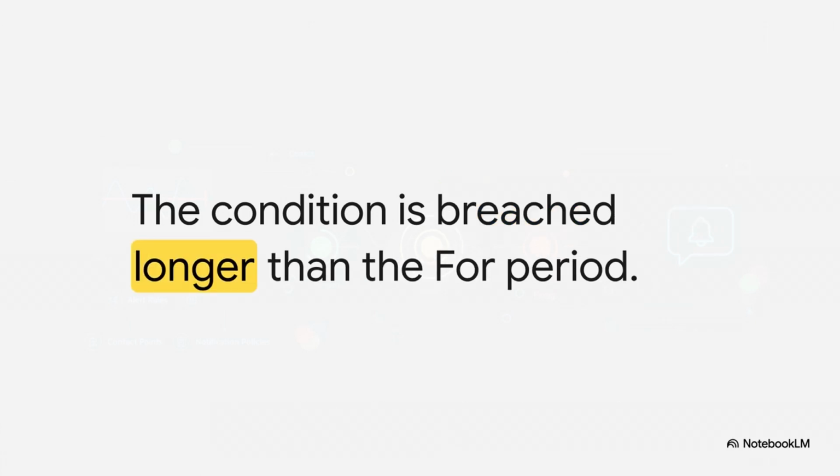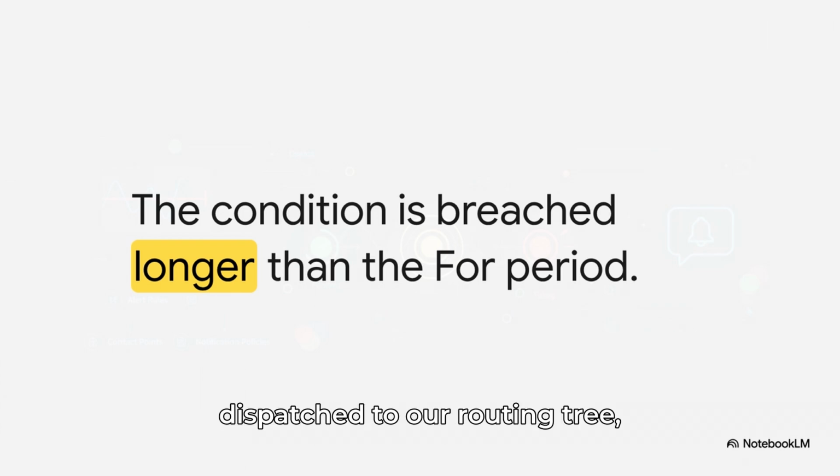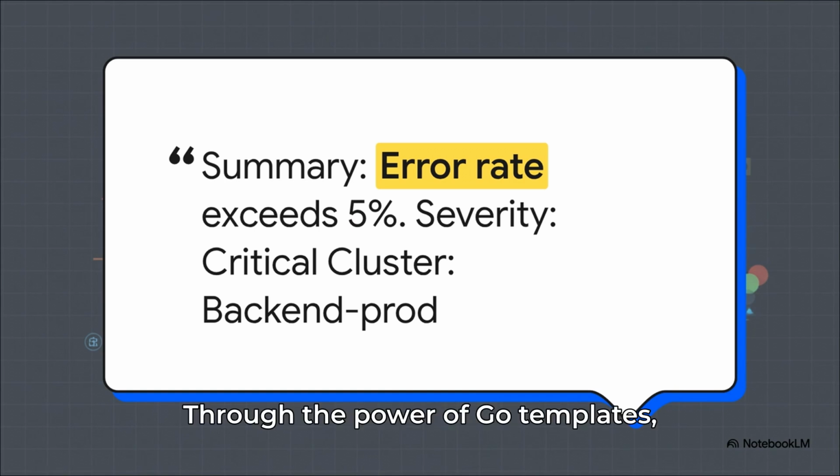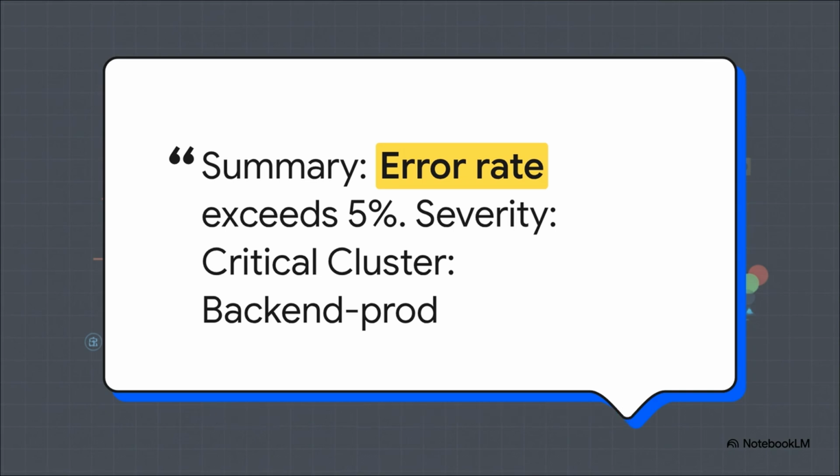Okay, 5 minutes have passed, and the error rate is still above 5%. The temporal buffer expires. The state immediately transitions to firing. This is the exact moment the initial notification is successfully dispatched to our routing tree, matched by our labels, and sent straight out to our contact point. And here is the final result arriving right in our Slack @incidents channel. Through the power of Go templates, Grafana injects dynamic content directly into the Slack message. Our team instantly sees the exact summary, the severity level, and the specific cluster affected. They are informed proactively well before the users even have a chance to pull up a support ticket and complain.